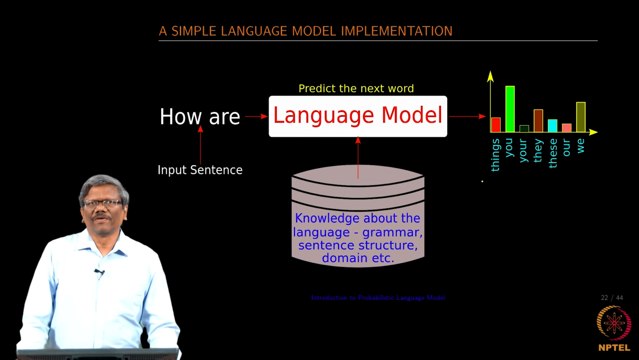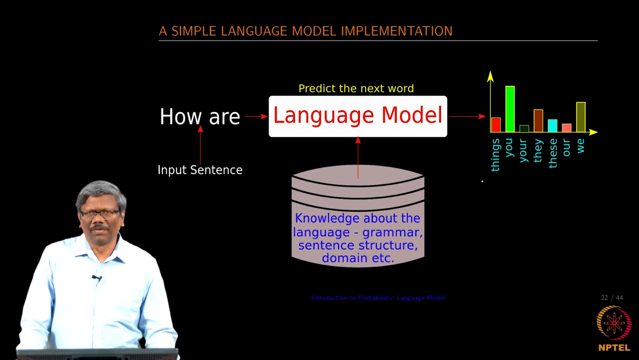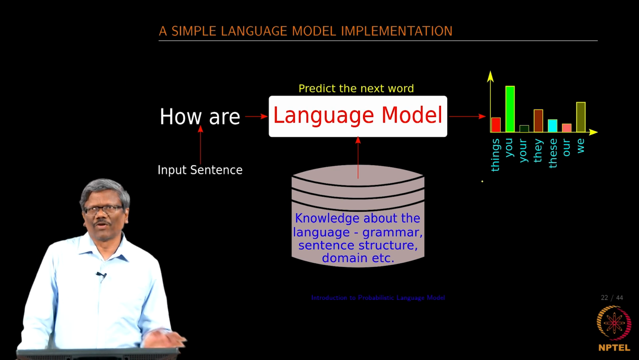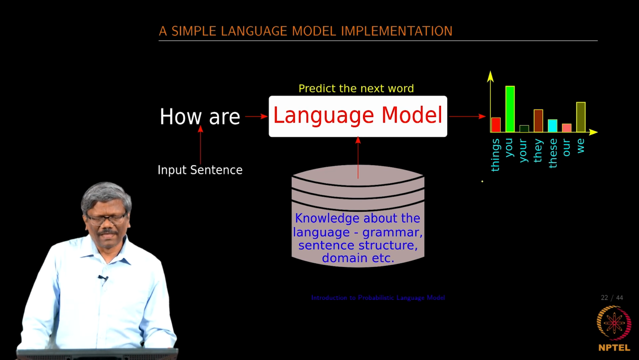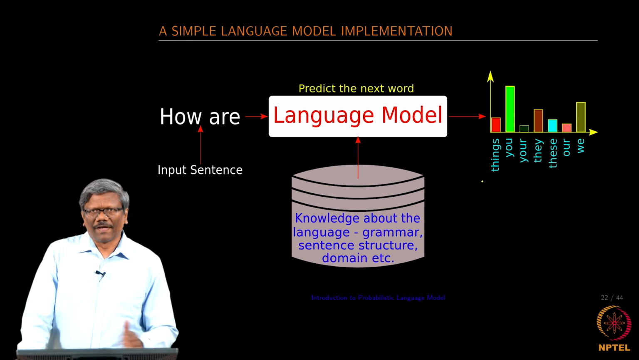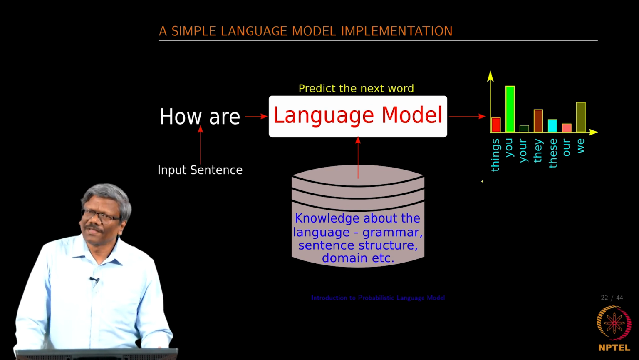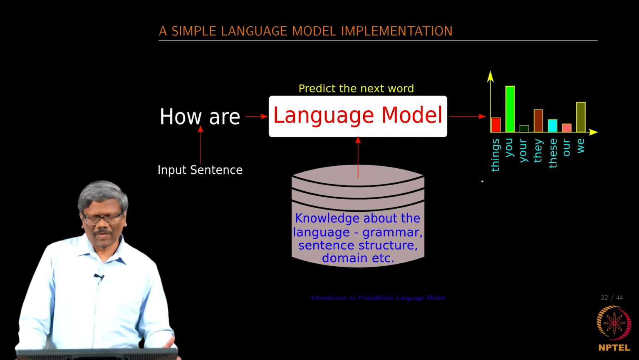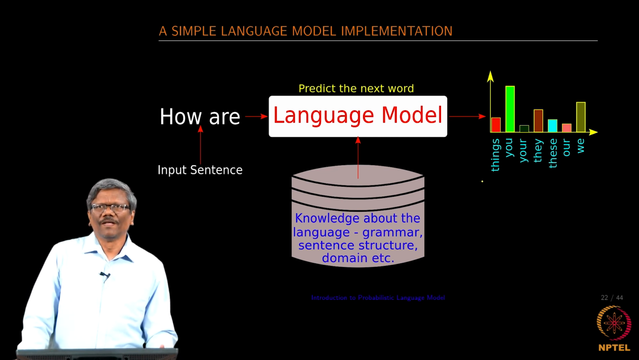Hello everyone, continuing the discussion on probability and its application in natural language processing. We are going to be talking about the language model using probability. We had already seen this slide earlier. Again, for the sake of clarification, I am going to repeat this slide.